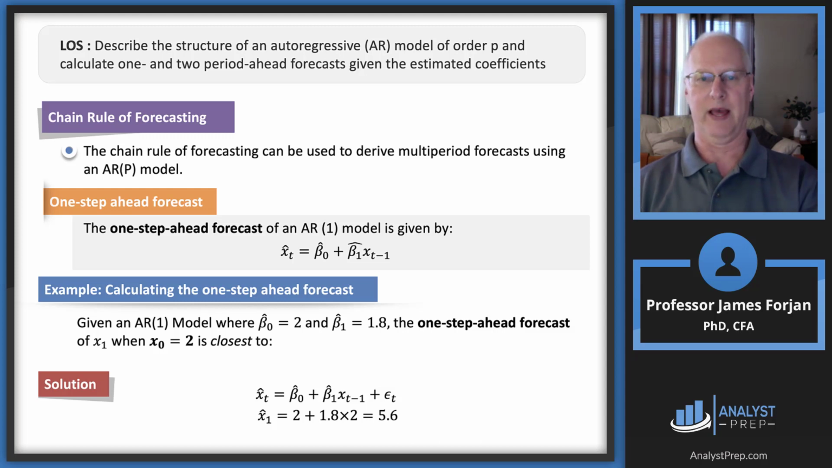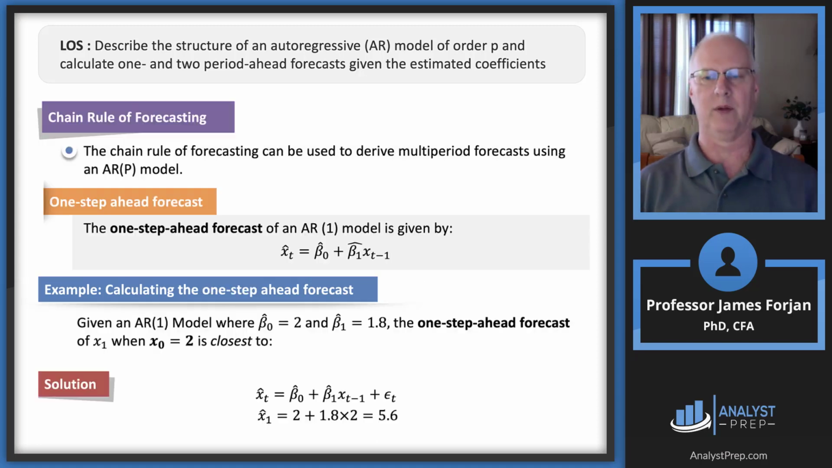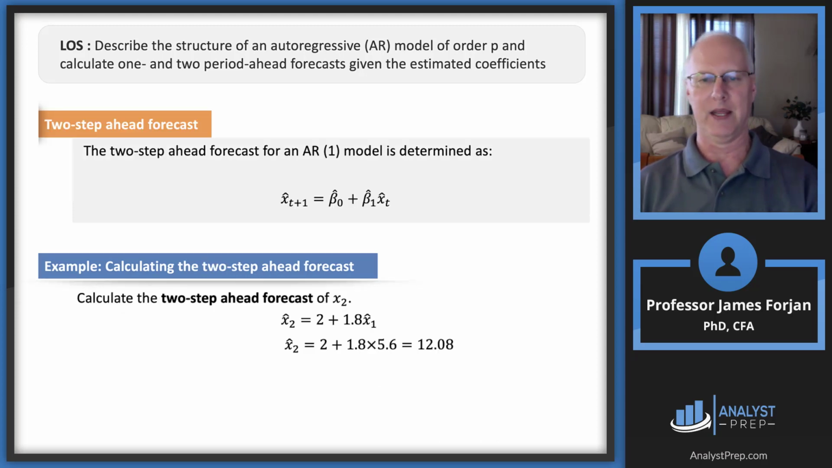Now, what you can do then is this chain rule of forecasting, and we can go once again. So calculate the 2 step ahead forecast of x2. So we're going to do the 2 plus the 1.8. Those were given to us in the previous slide. And then we're going to multiply by the 5.6. Here, let me go back just quickly. So there's the 5.6 for our estimate of x1. And then here's our estimate of x2. So you can see why it's called some kind of a chain rule. You use one prediction to then estimate the next prediction. And so you get the sense of how this AR model moves through time.